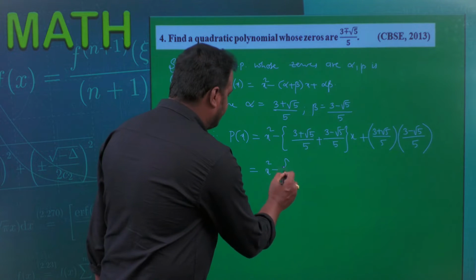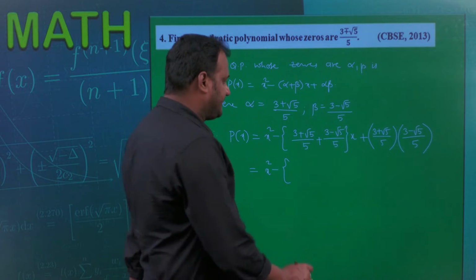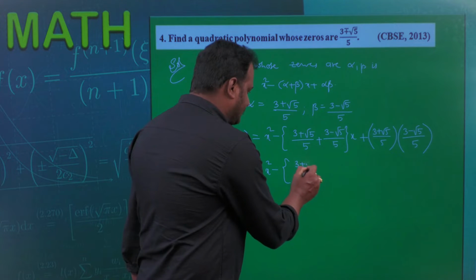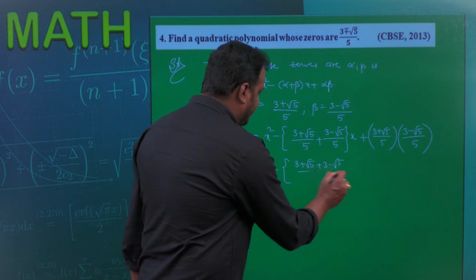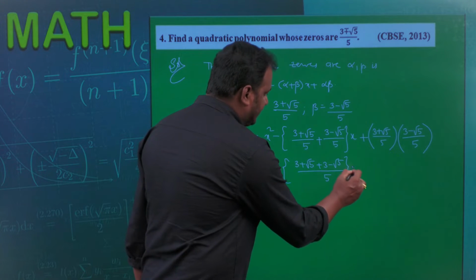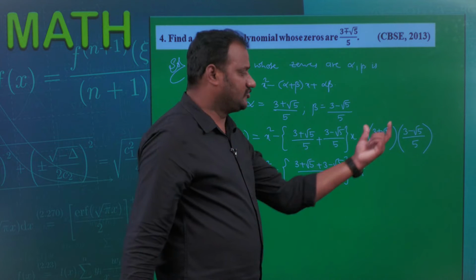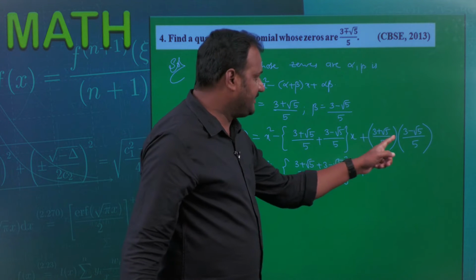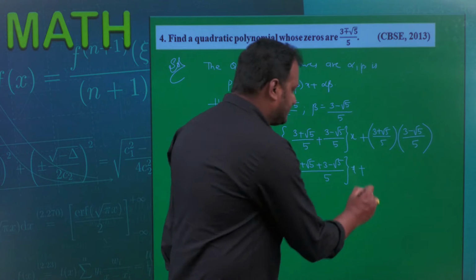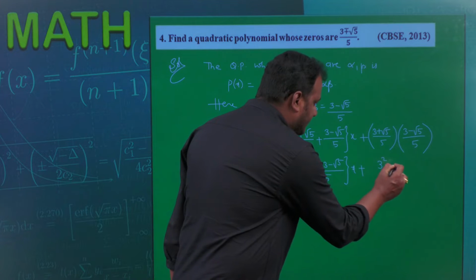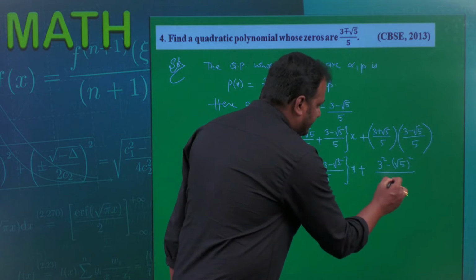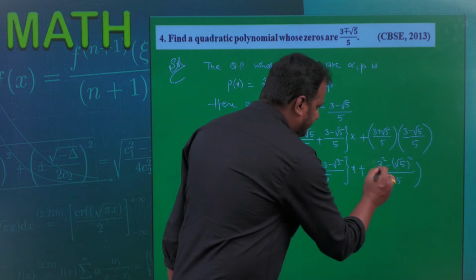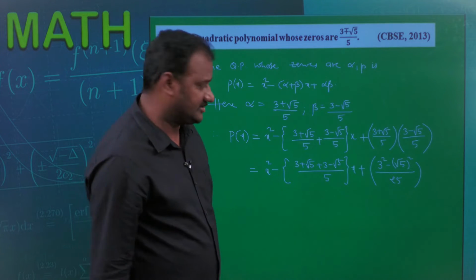x square minus, see, both the denominators are the same, so you can directly add the numerators. 3 plus root 5 plus 3 minus root 5 divided by 5 times x plus, see, the numerator is in the form of a plus b into a minus b. So a plus b into a minus b is a square minus b square, divided by 5 into 5, which is equal to 25. No more confusions.